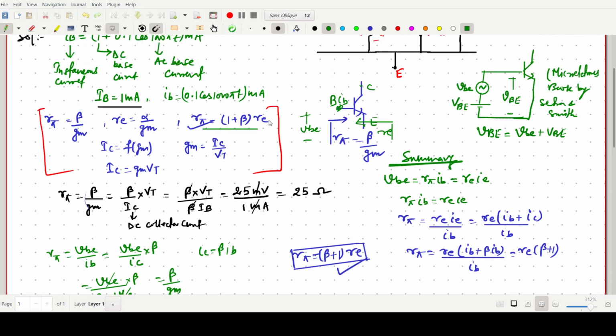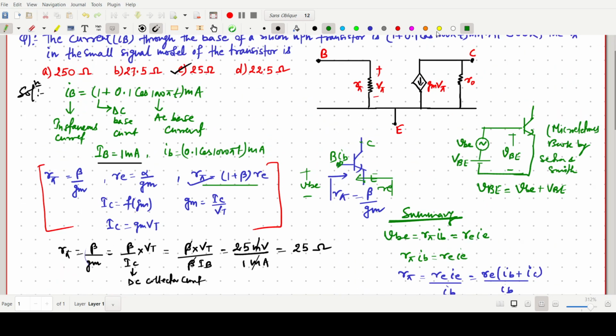This is the question for the small signal model, so we can simply use this formula for R pi. We have to remember these very important formulas: R pi, Re, and ic equals Gm Vt. So the correct answer is 25 ohm. I will share my video related to this theory in the description link. Thank you for watching.